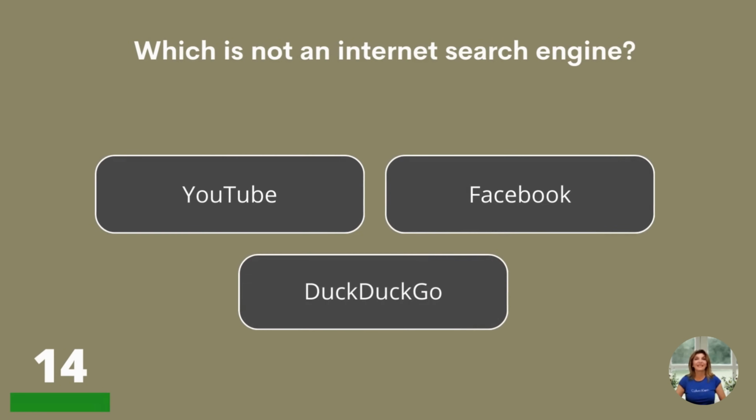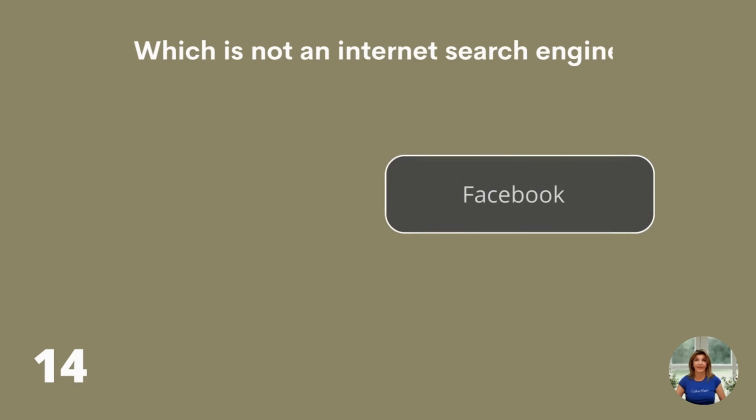Which is not an internet search engine? YouTube, Facebook, or DuckDuckGo? Facebook.